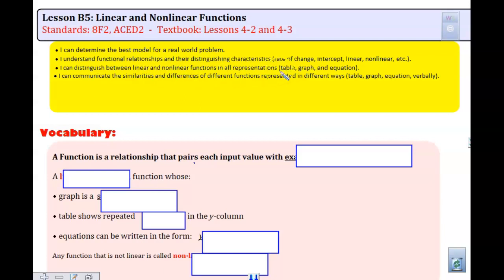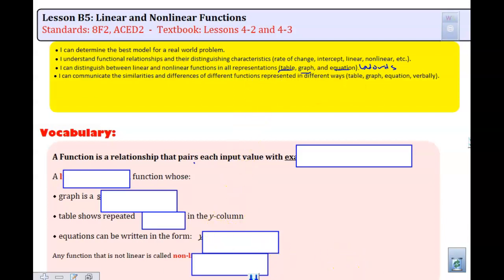So in the homework, you're going to be asked to give your answer in a table, in a graph, an equation, and you will also see that it will say you have to do it in words, like in a sentence explaining it. So that would be like down here, the verbally. I can communicate similarities and differences in the different ways.